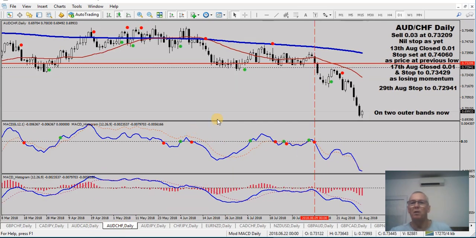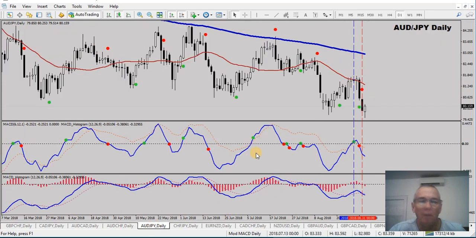Aus Swiss, another good looking trade. I think I'll sell back here. Already closed two-thirds of it. The stop's probably a long way away from the current price, but I'll have plenty of time to readjust that anyway, unless it's the world's biggest candle, but no, that's good. So we're in a good sell there.